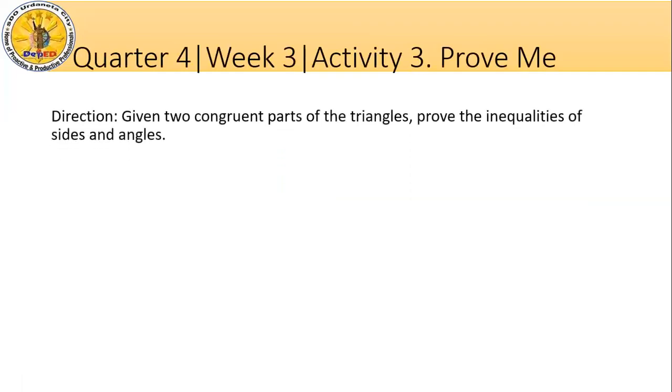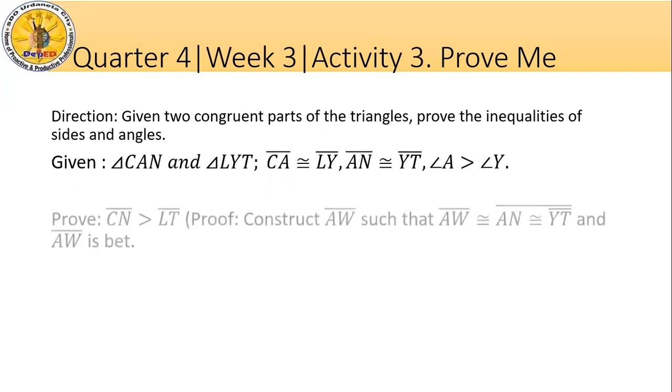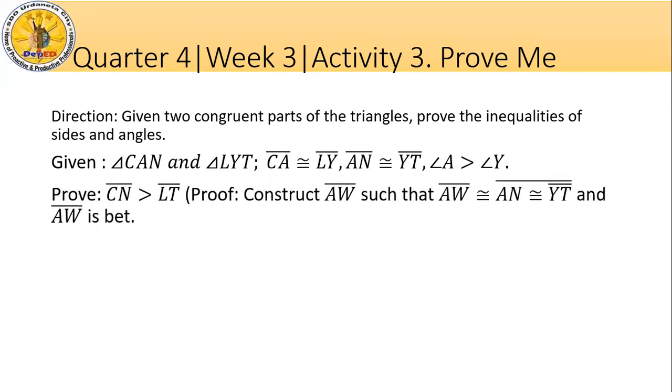Okay? For activity number 3. So direction, given two congruent parts of the triangles, prove the inequalities of sides and angles. So in here, we have the given triangle CAN and triangle LYT, where CA is congruent to LY, AN is congruent to YT, and angle A is greater than angle Y. So makikita dun sa activity sheet nyo yung triangle CAN and triangle LYT. We are going to prove if CN is greater than LT.